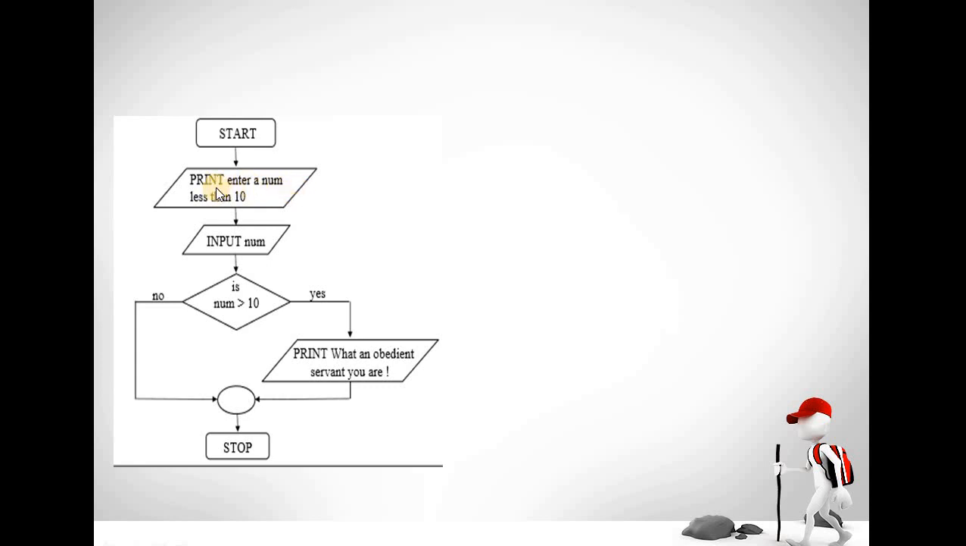Okay, so over here we have print some message, enter a number less than 10. We have output a message. After that, there is another parallelogram. In this we have written input number. That means we are taking input from the user. And after that there is a diamond shape. Why do we use a diamond shape? To make a decision.